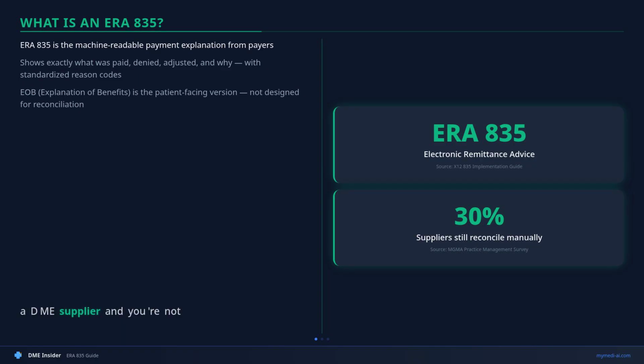If you're a DME supplier and you're not reconciling every ERA that comes through, you are losing money. Not might be, you are. According to the Healthcare Financial Management Association, 60 to 70% of underpayments are recoverable when caught within the timely filing window. But most suppliers don't catch them because they don't know what to look for. This video will change that.